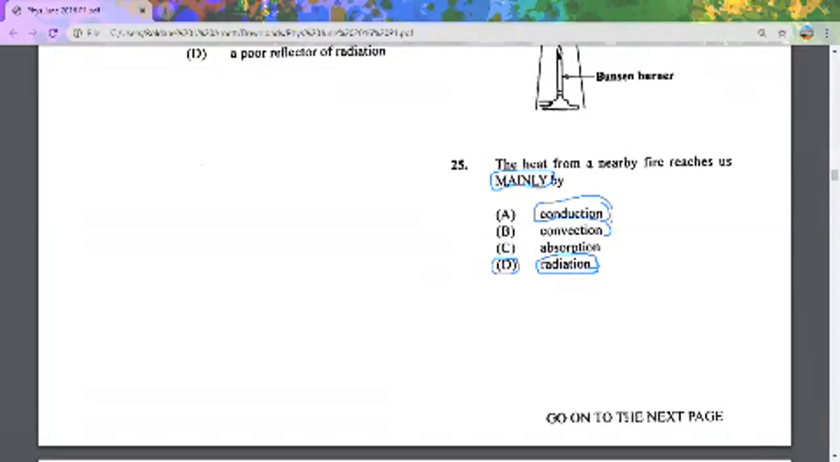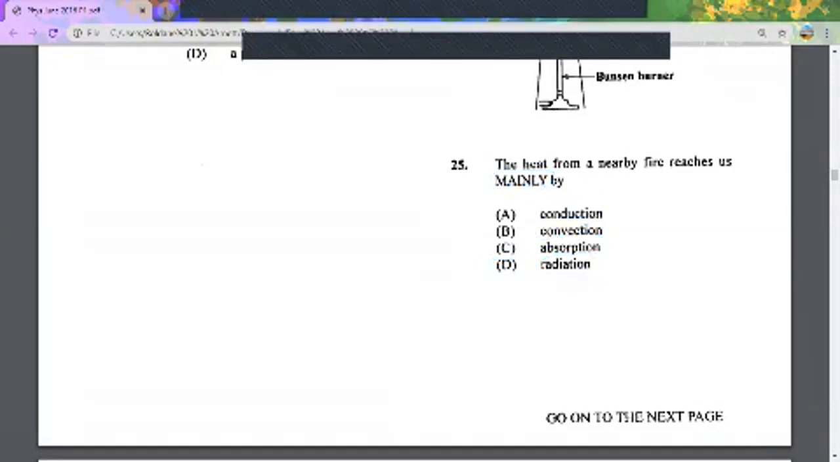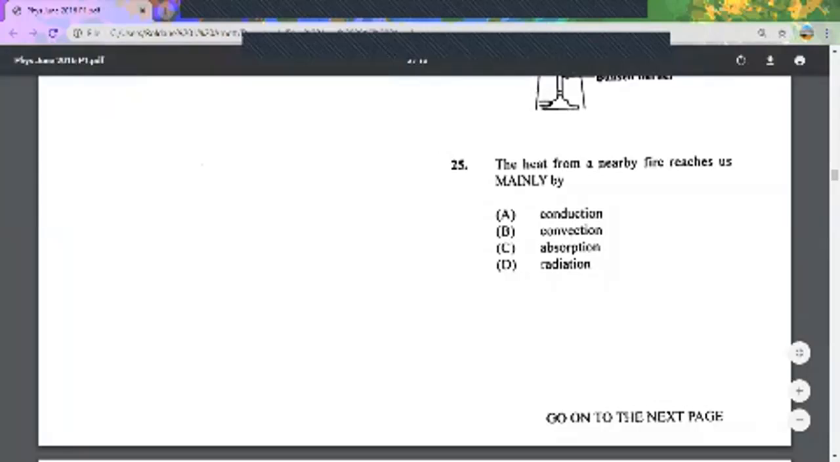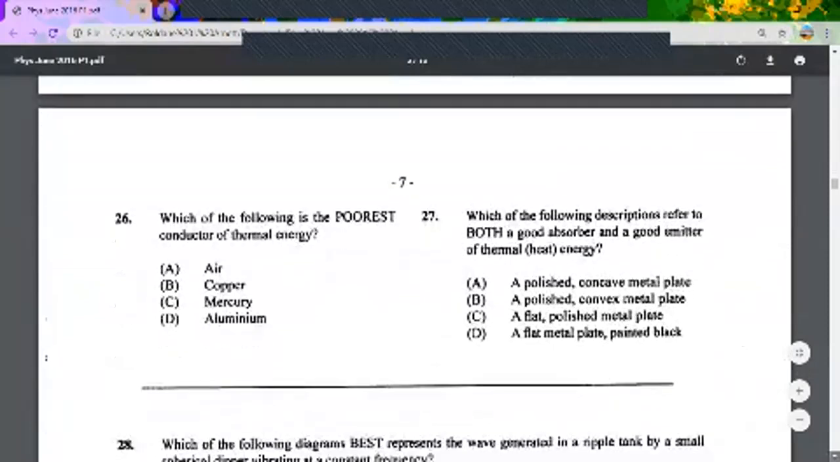Convection would be there, it would be transferred by convection, but it would be dispersed in the atmosphere. So the answer would be D. Radiation would be the main way that you feel it.